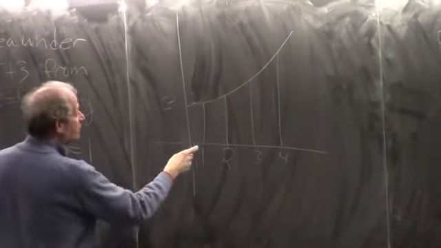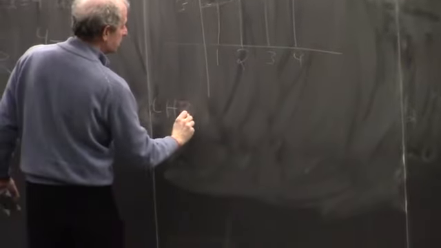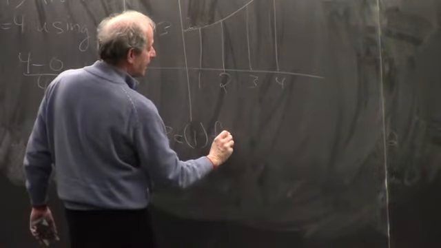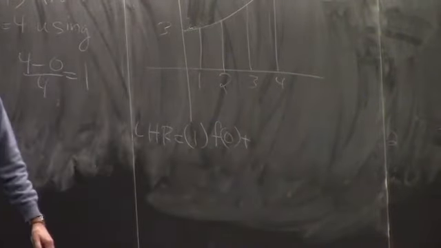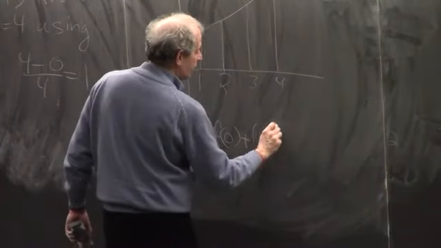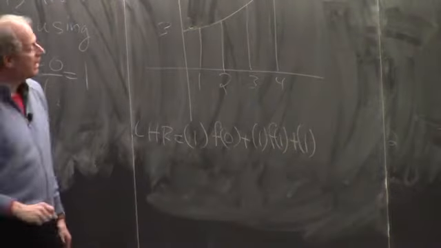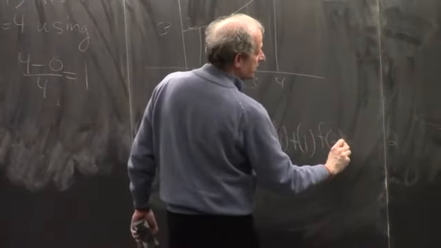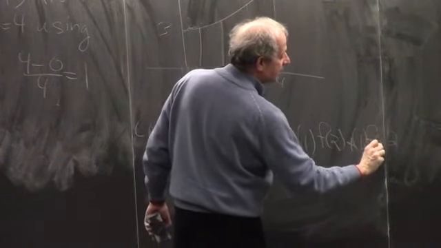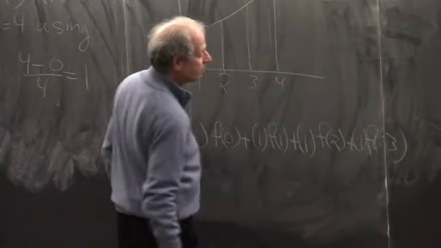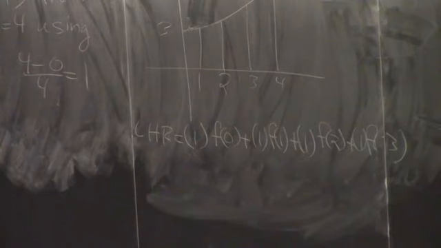Okay? And if I want to do left-hand rectangles, the first one has a width of 1, and the height is f of 0. The next one has a width of 1, and the height is f of 1. The next has a width of 1, and the height is f of 2. And the last has a width of 1, and the height is f of 3. Make sense so far? That's the left-hand rectangle. And that should get you partial credit if you write that down.